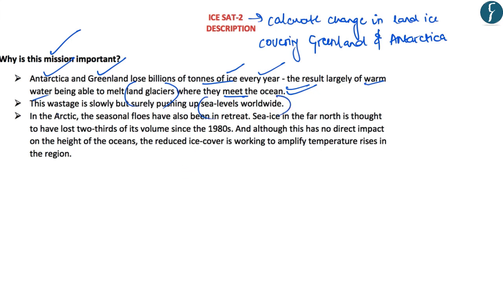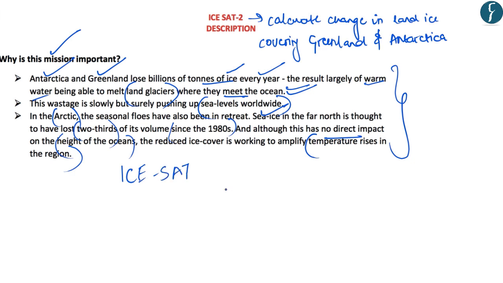This phenomenon is also impacting the Arctic region because it has lost 2/3 of its sea ice since the 1980s. And although this has no direct impact on the heights of the ocean, we can find a temperature rise in the regions. Thus, it is to counter these effects that ICESat is used to monitor the changing ice levels.